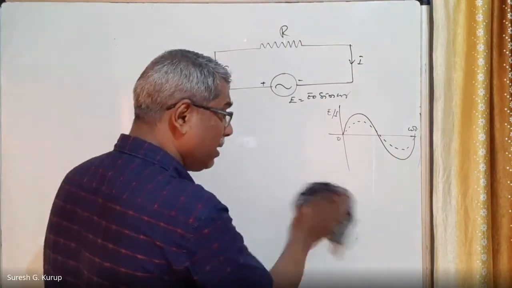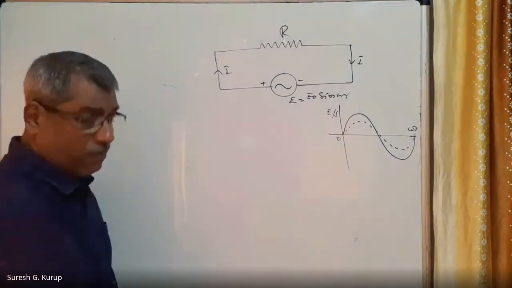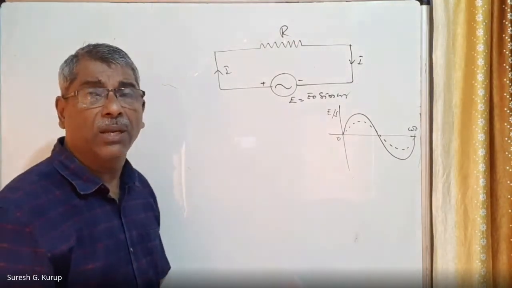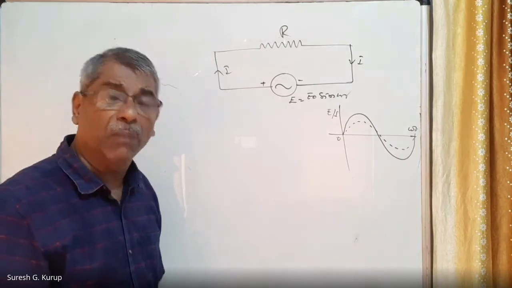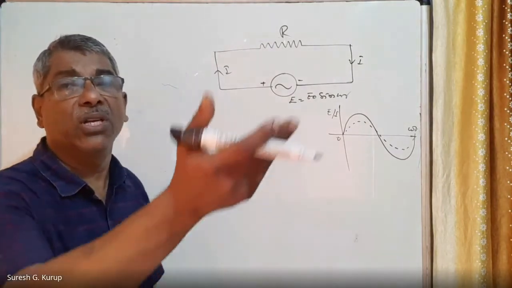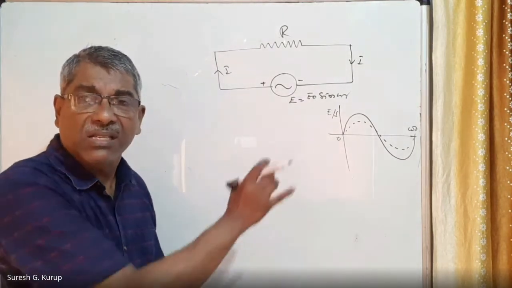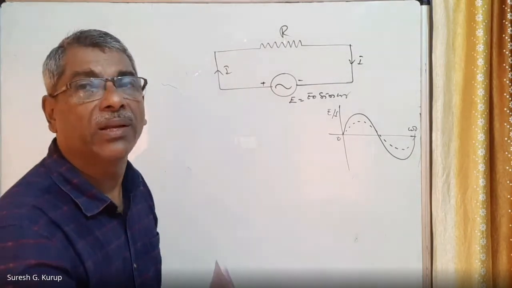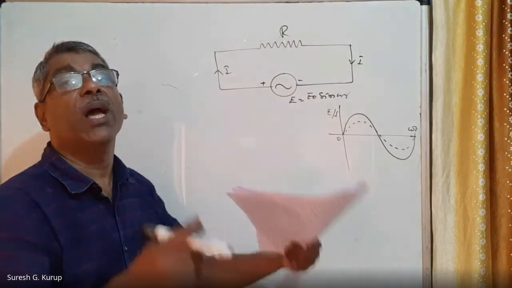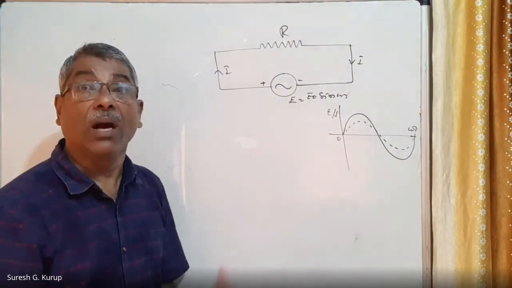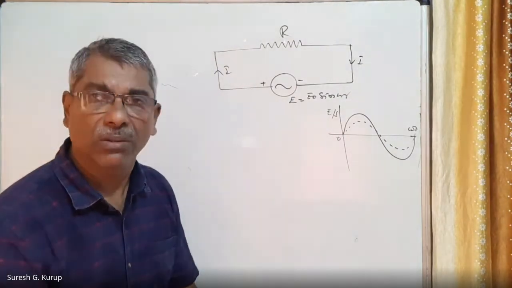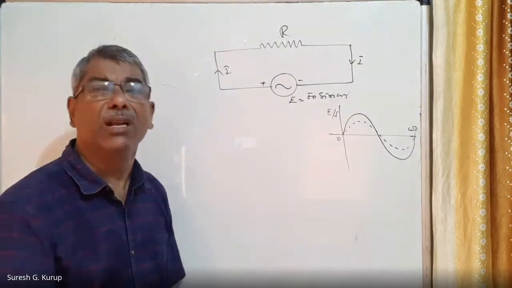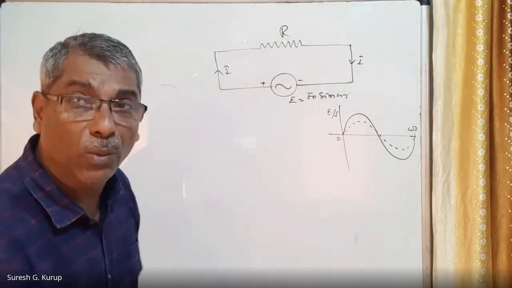Knowing the idea, what is the idea? We have seen that current and EMF are in the same phase. How have we seen that? Because we know that applied EMF is equal to E0 sin omega t. The resulting current we have calculated as I is equal to I0 sin omega t. So from these two conditions, we understood that current and EMF are in the same phase. Understand? Knowing this condition, you can draw the phasor diagram also.